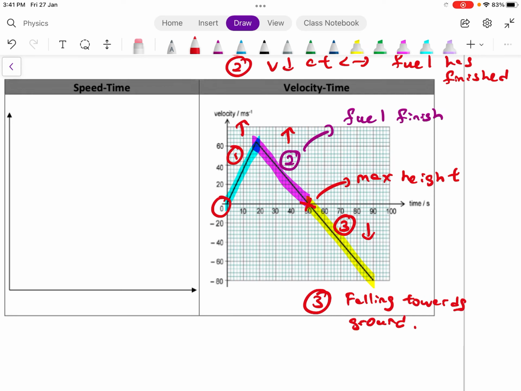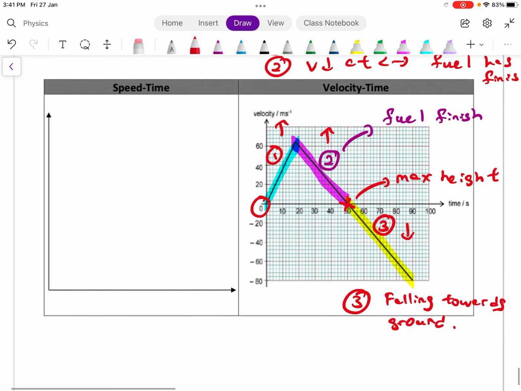So how do I sketch the speed time graph now? So same thing, we just need to sketch, right? First part of the journey, your speed will increase. Then second part of the journey, your speed will decrease. So it will decrease until you reach a speed of 0 meters per second.